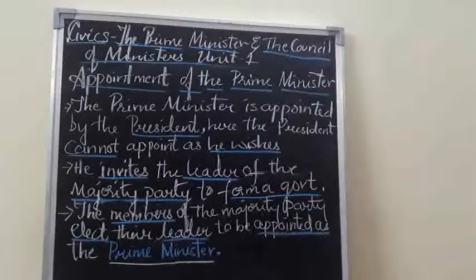When there is no absolute majority in the Lok Sabha, what does the President do? What is the special power he uses? When there is no single party or majority party, the President uses his discretionary power or asks the party to prove majority on the floor of the House if there is no single party.